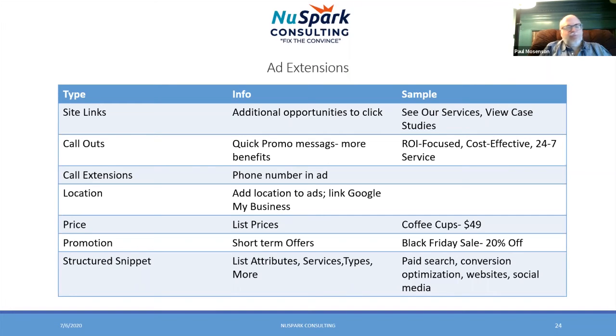Call extensions, there's a way to put those phone numbers in the ad, so you can do that. Location extensions, if you're local, you have Google My Business, you can link it and you can add specific locations to your ads. There's price extensions if you have certain things you want to promote. Coffee cups, $49, list prices. You can do short-term promotions, Black Friday sale, July 4th sale, 20% off, everything in store. Structured snippets are basically additional messages about a string of services you offer or brands or other kinds of attributes. So I just list things that I do.